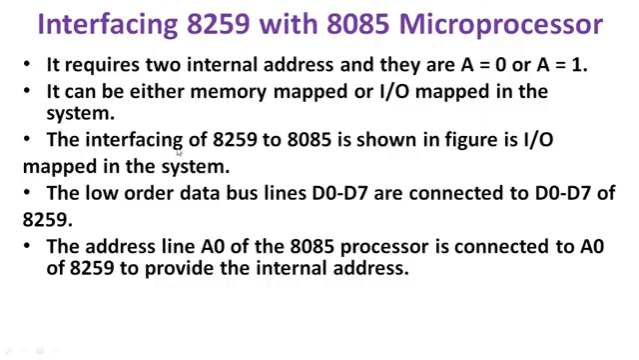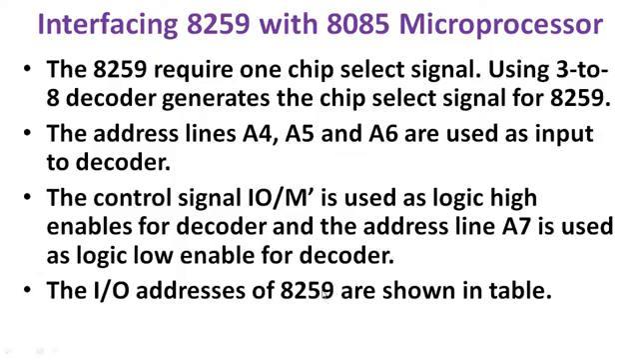Then the interfacing of 8259 to 8085 is shown in the figure. The low order data bus lines D0 to D7 are connected to D0 to D7 of 8259. The address line A0 of the 8085 processor is connected to A0 of 8259 to provide the internal address. Next point is the 8259 requires one chip select signal. Using 3/8 decoder we generate the chip select signal for 8259, and we have generated this chip select bar signal using A4, A5 and A6 lines of 8085 processor.